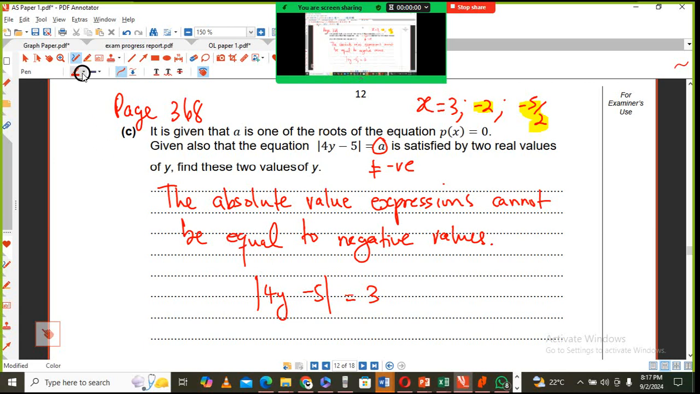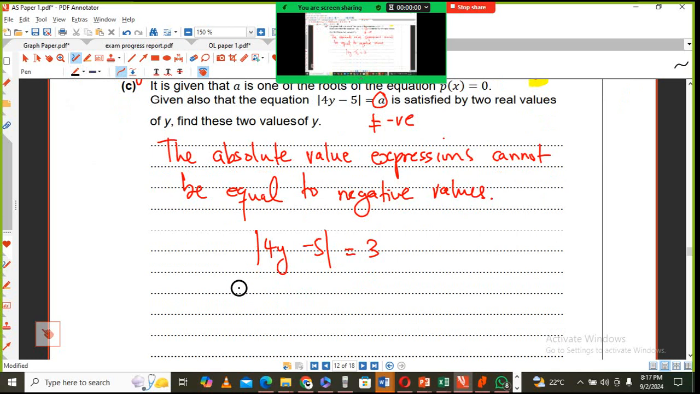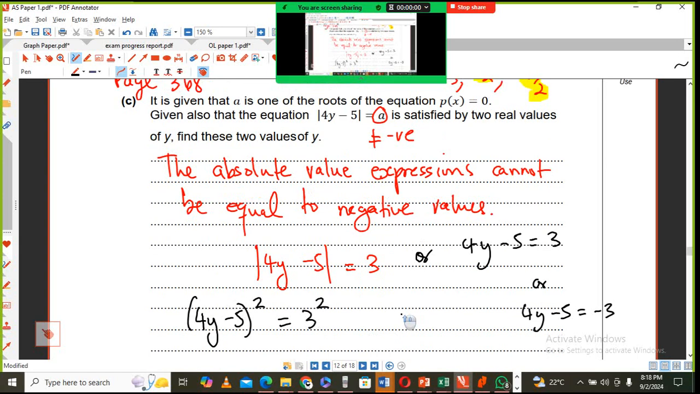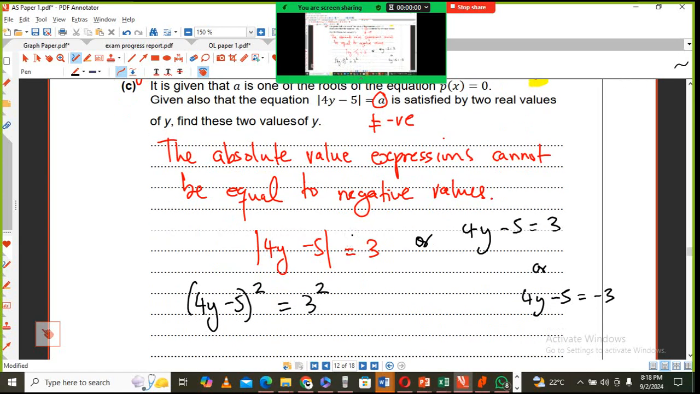The easiest method for me will be you can put plus or minus 3 or two equations, or you simply say 4y minus 5 equals 3 squared. Or you can say 4y minus 5 equals 3, or 4y minus 5 equals negative 3. You still remember this one? Then you get your two answers, right? Because the question says, find these two values of y. It's very important that you read your instructions. So there must be two values of y.